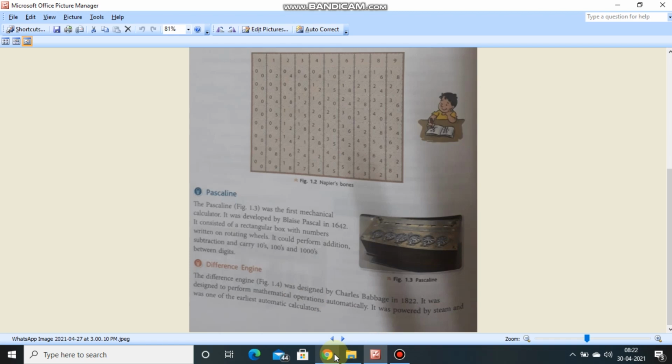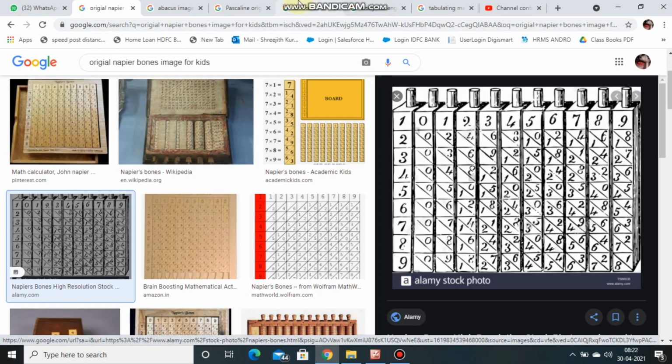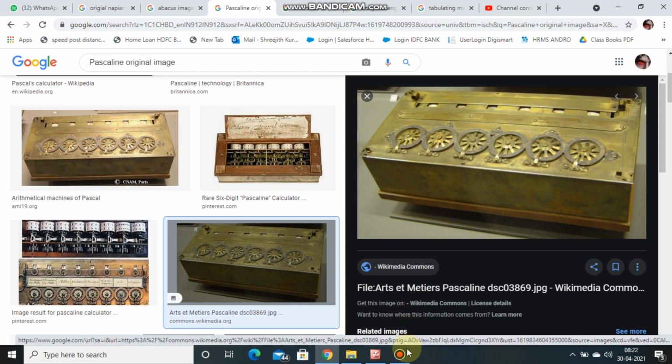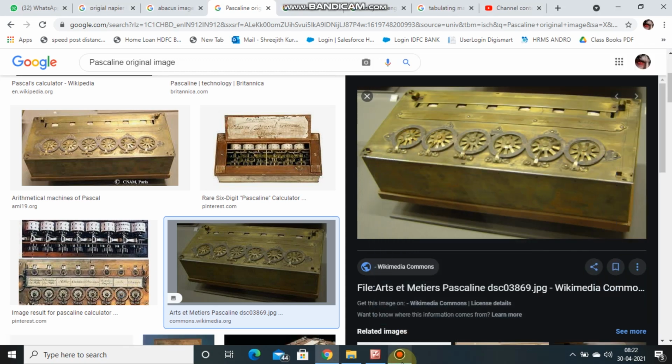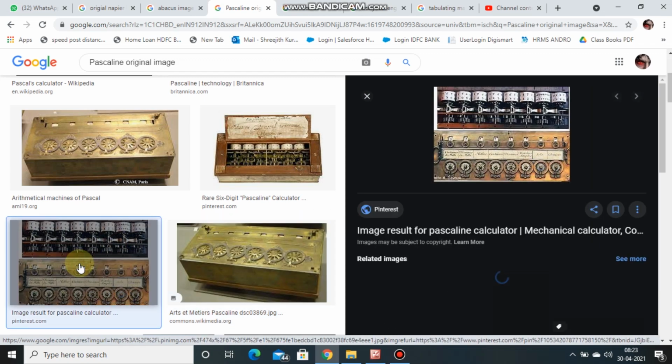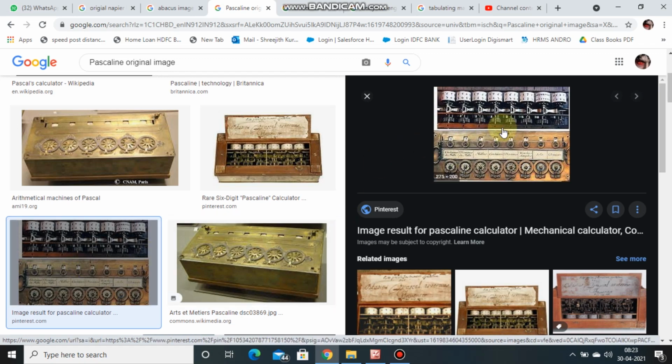I'll show you the Pascaline also. Here is a clear image of a Pascaline consisting of wheels having different numbers, being used for adding up to thousands. You can see another image of a Pascaline calculator also.